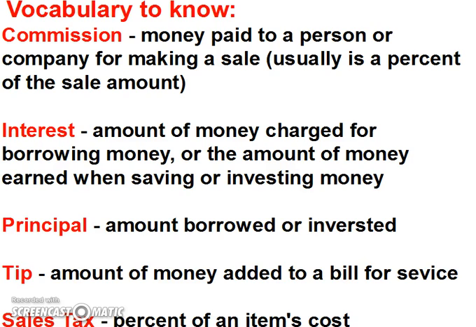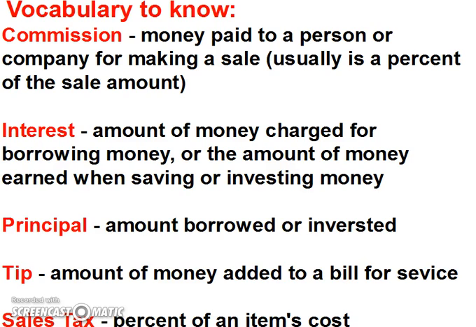Commission. Money paid to a person or company for making a sale. Now, this is usually a percentage of the sale amount. Interest is the amount of money charged for borrowing money, or the amount of money earned when saving or investing money. The principal is the amount borrowed or invested. So it's that principal amount, borrowed or invested.